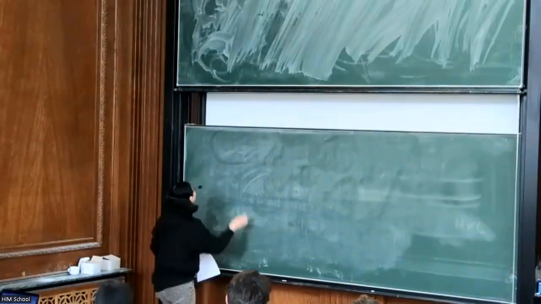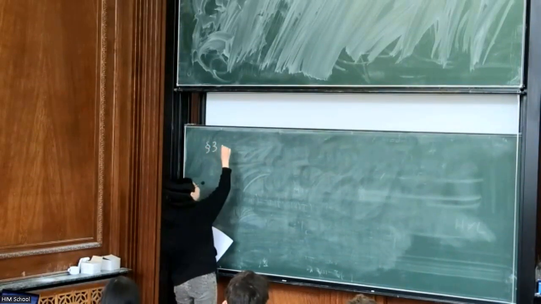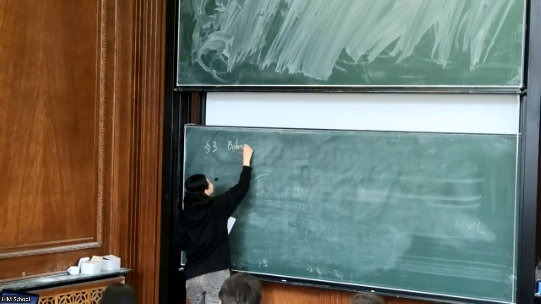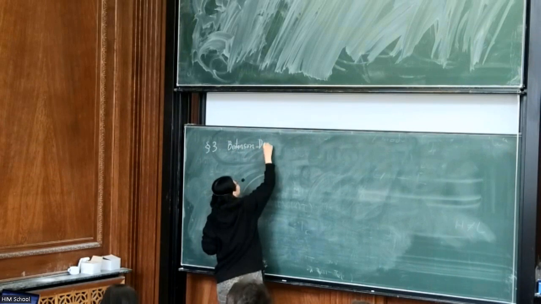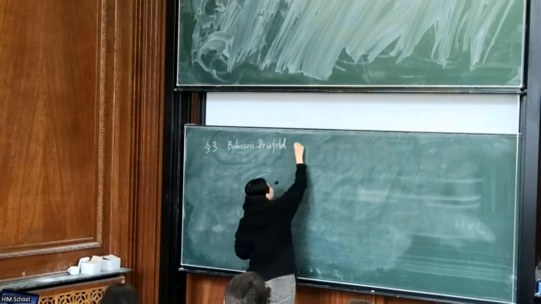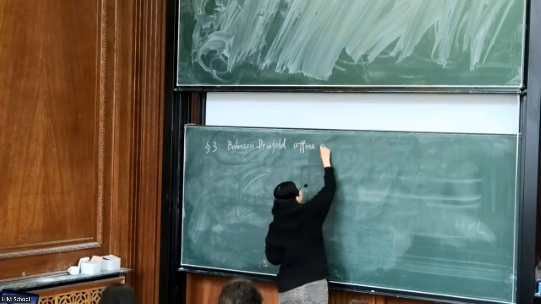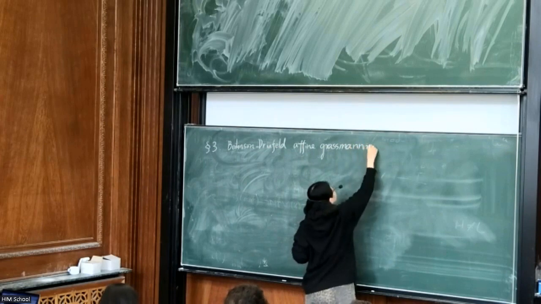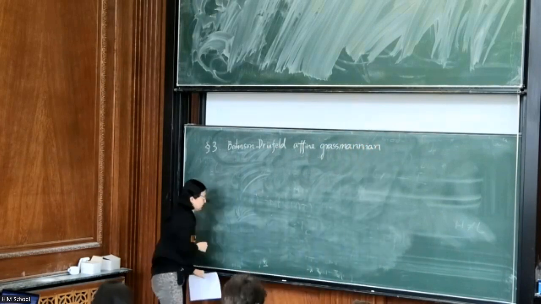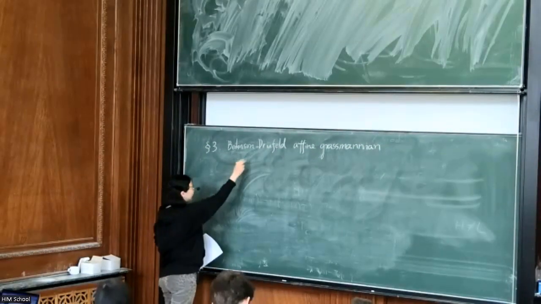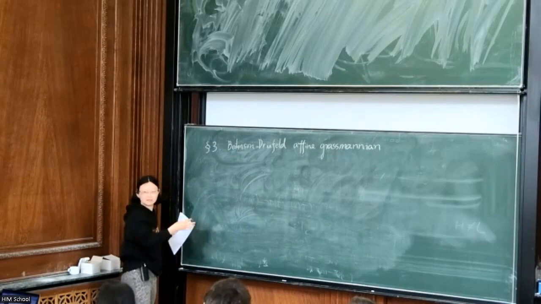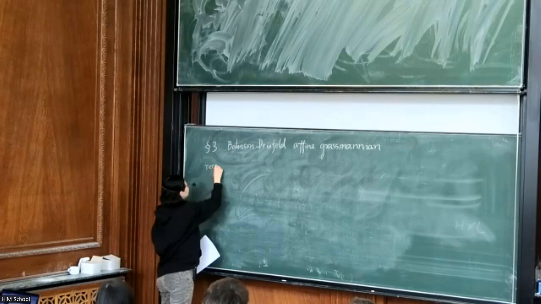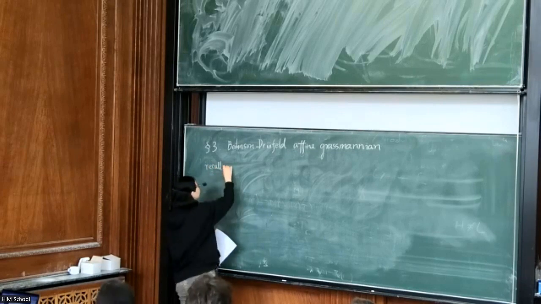So, continuing from last time, the Beilinson-Drinfeld affine Grassmannian. Compare with yesterday, because today we will see the affine Grassmannian in family. So let's recall the classical affine Grassmannian.